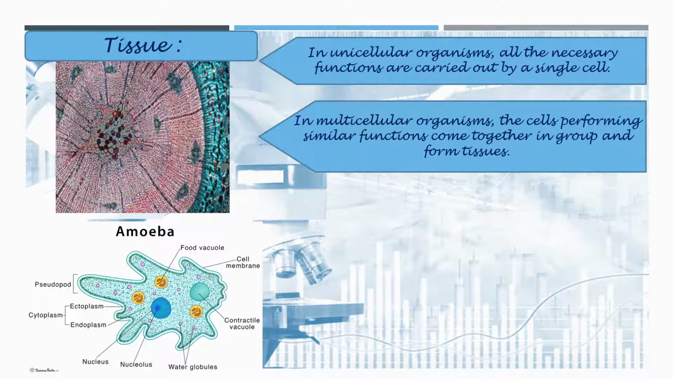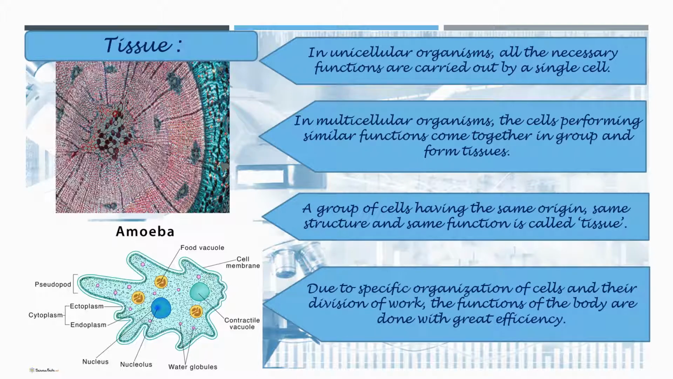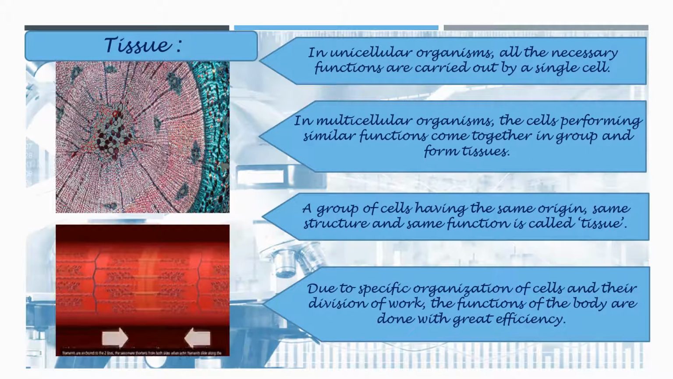Now, what is a tissue? A group of cells having the same origin, same structure, and same function is called tissue. And every tissue performs a particular task. Due to the specific organization of cells and their division of work, the functions of the body are done with great efficiency. For example, muscular tissue has the ability to undergo contraction and relaxation and thereby helps in locomotion. The conducting tissue in the plants brings about transport of food and water.